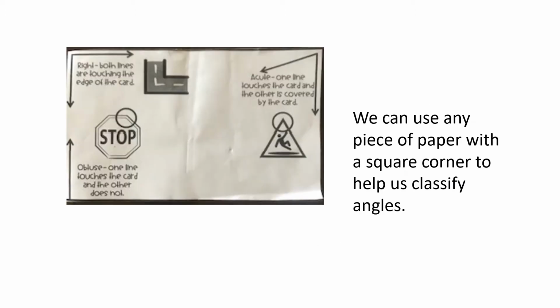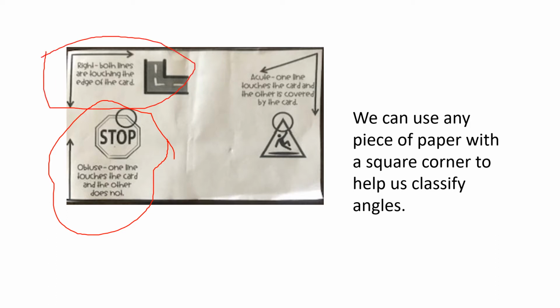On this slide, I have a picture of a card that I use in class to help classify angles. You can use any piece of paper, a note card, a sticky note, anything with a square corner to help you classify angles. As you can see, right here, it says that you have an obtuse angle if one line touches the card and the other does not. Up here, it says you have a right angle if both lines are touching the edge of the card. And then over here, an acute angle will have one line touching the card and the other is covered by the card.